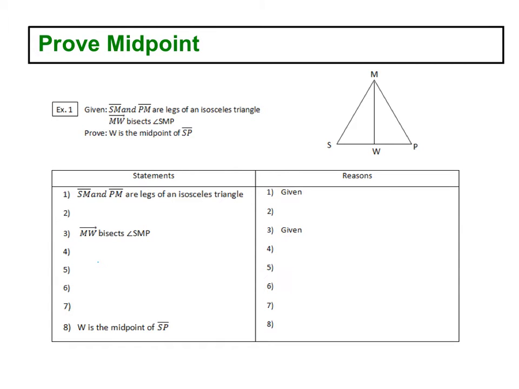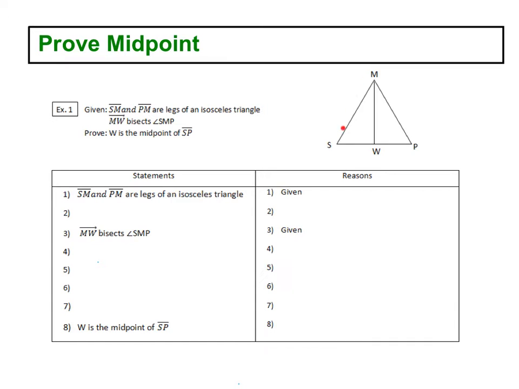So our first example, we have a proof, of course, why not? We love proofs. And now we're going to see some of the vocab that we just learned and those definitions come into play about triangles. So example 1, we're given that SM and PM are legs of an isosceles triangle.